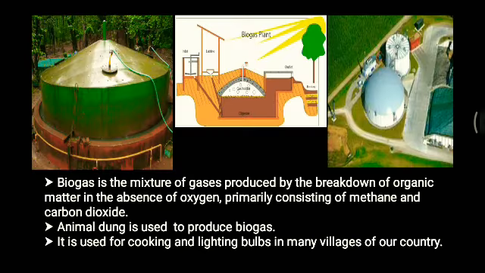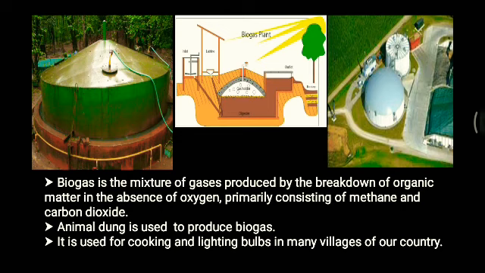And lastly we have biogas. Biogas is the mixture of gases produced by the breakdown of organic matter in the absence of oxygen, primarily consisting of methane and carbon dioxide. In the village areas, it is very popular. Animal dung is used to produce this biogas. Biogas is also used for cooking and lighting bulbs in many villages of our country.